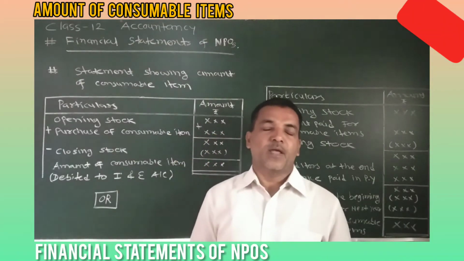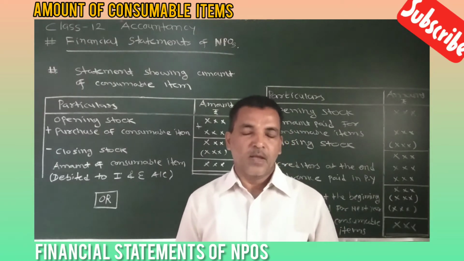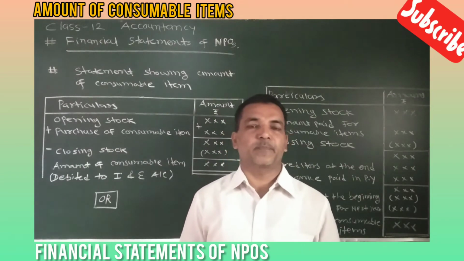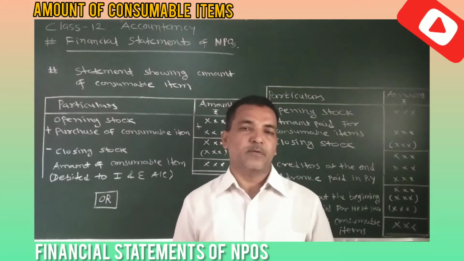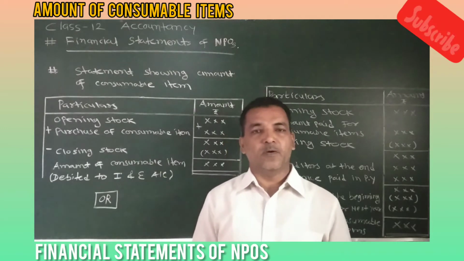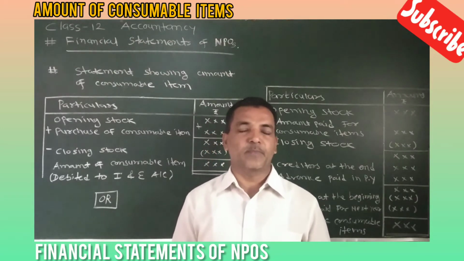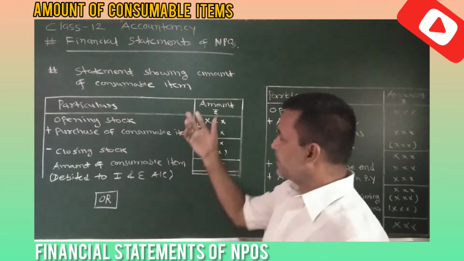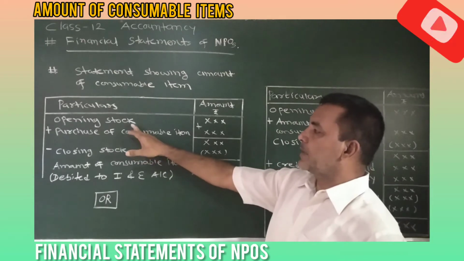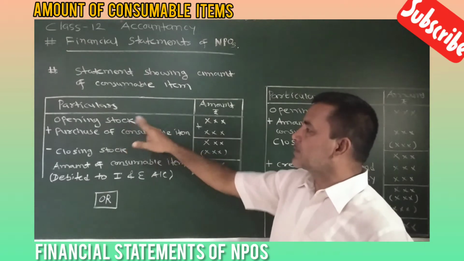So let us first see how to find the amount of consumable items by preparing a statement. When you prepare a statement, first of all you have to take the opening stock of that particular consumable item. To that you have to add purchases, and from that you have to subtract the closing stock of that consumable item. So the final amount would be the consumption of that particular consumable item. Here you can see the statement showing the amount of consumable items. First of all, you have to take the opening stock of, say for example, medicine or sports material, whatever is the case, opening stock of medicine.